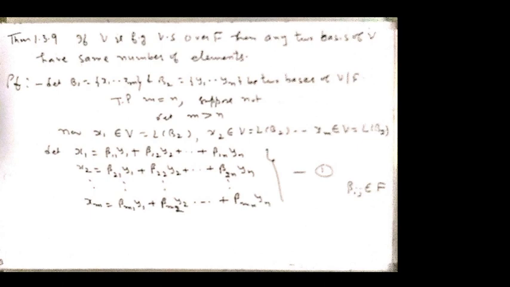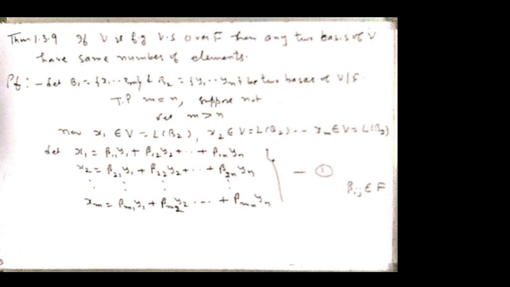Suppose not, that is m is not equal to n. So without loss of generality, suppose m is greater than n. Now x1 belongs to V, because it is the element of the basis b1. So V is linear span of b2, because b2 is basis. So it means x1 can be written as linear combination of elements of b2. Similarly, x2 can be written as linear combination of elements of b2, and so on. xm can be written as linear combination of elements of b2.